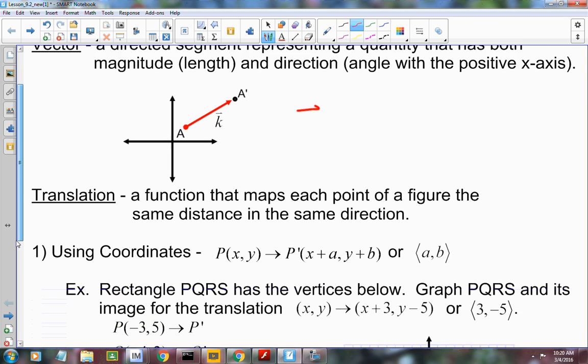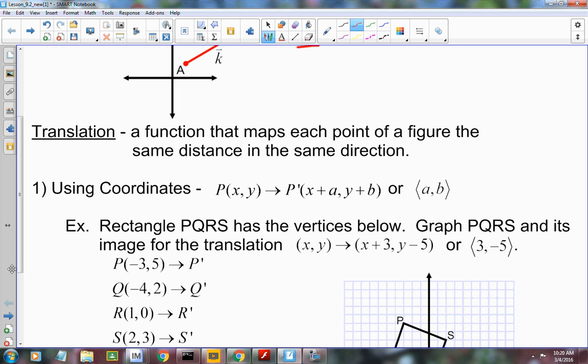All right, so a translation is a function that maps each point of a figure the same distance in the same direction. When you slide something, you're actually sliding it through a vector. We're going to talk about two ways that can be done or shown. This right here is my function notation, and this is my translation vector. They both mean the same thing. It's just two different ways to express it.